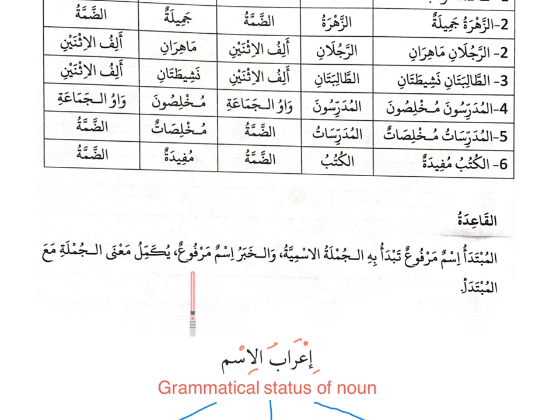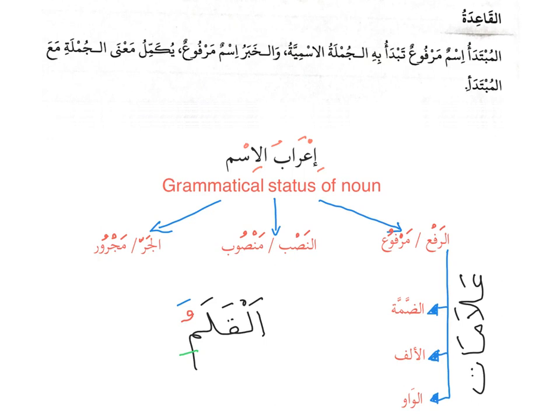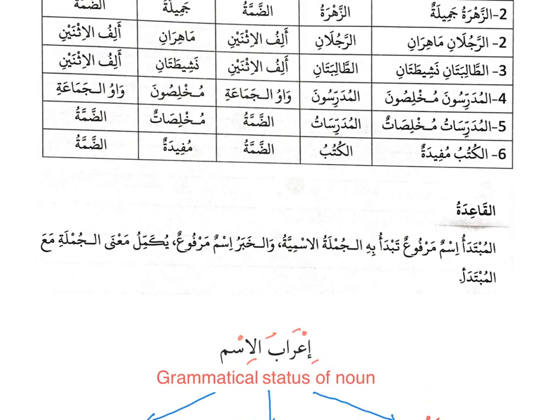So when the khabar is in the state of marfu', as we can see in the example of al-qalam, we say that if it is in the state of marfu', then you will end it with a dhamma. This is what we want to see now. Let us look at the examples.